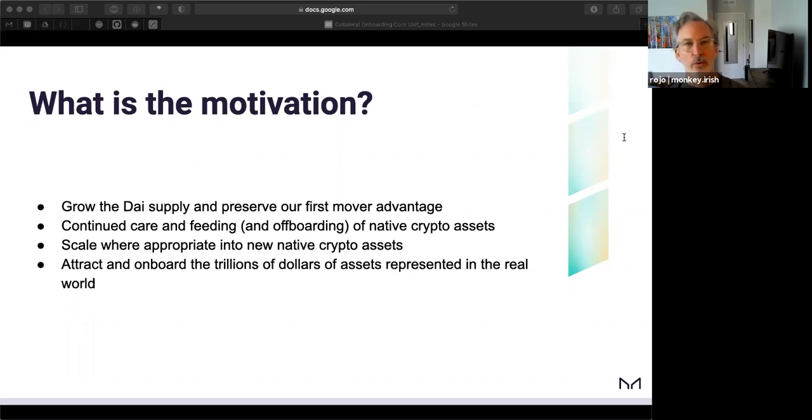Then we have the trillions of dollars of assets that are locked up in the real world. It is critical we attract and onboard these assets to diversify the protocol and help stabilize the ecosystem. While we weathered the storm last week, I think we're all hoping for much greater predictability in the future. I'm going to pause there for just a moment. A lot of this information is very commonplace, but I'm presenting it for completeness because I think it's important as it relates to collateral onboarding.